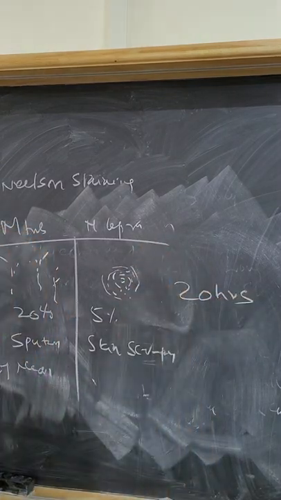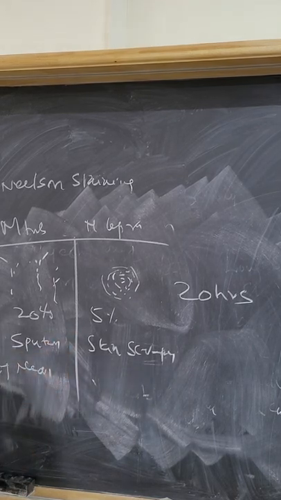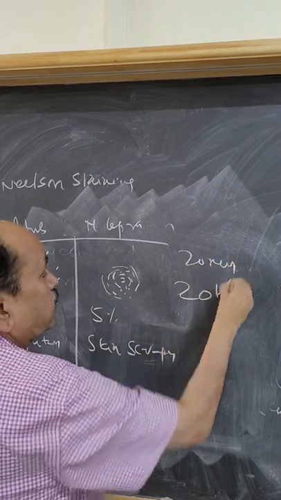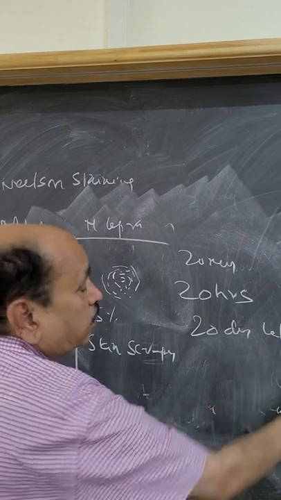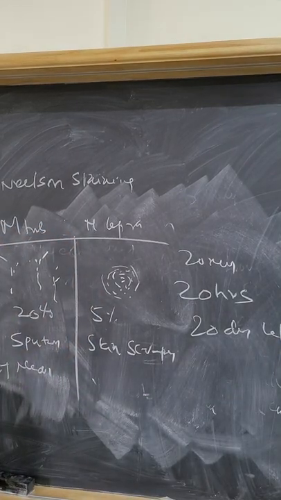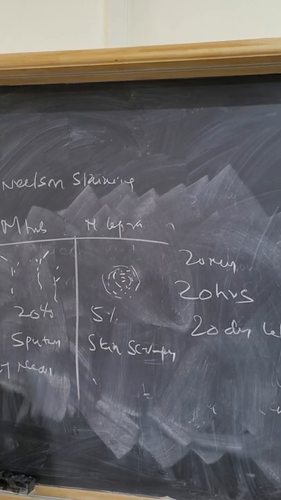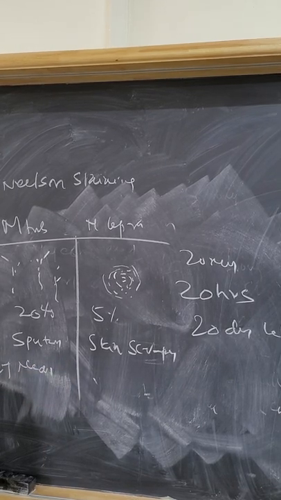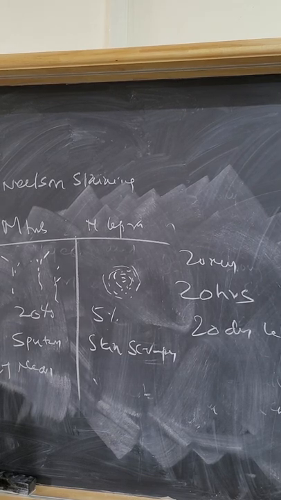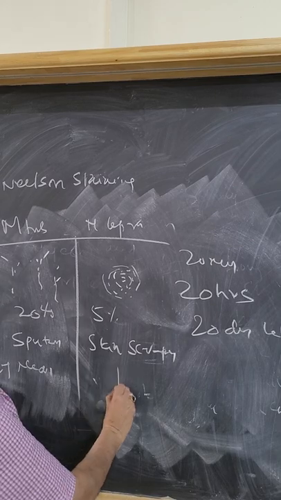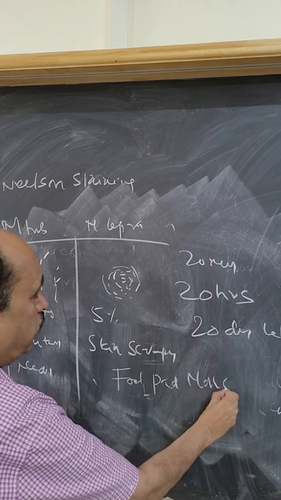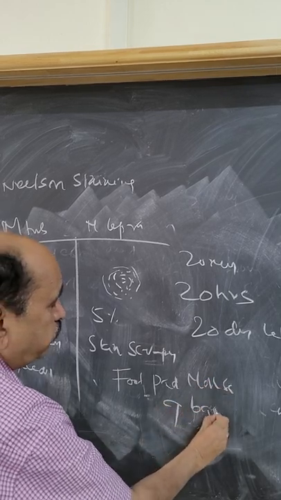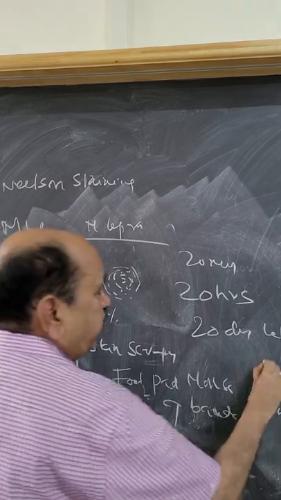Today a 2020 match is there, that reminds me. 20 hours in case of tuberculosis, 20 minutes in E. coli, 20 days in leprosy bacillus. Although the leprosy bacillus was discovered much earlier by Hansen, it's called Hansen's bacillus. It is cultivated in the foot pad of a mouse, or in a nine-banded animal called the armadillo.